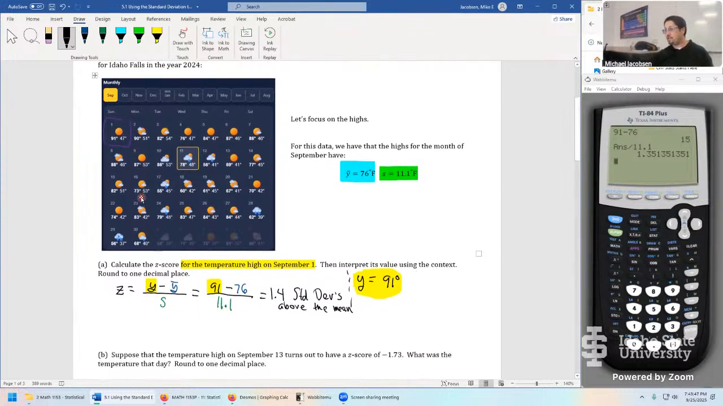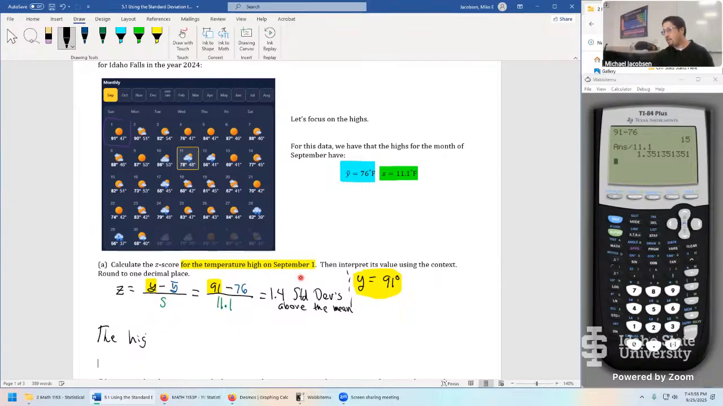So we can say here, when we go to interpret the context, the high of 91 degrees Fahrenheit on September 1st has, or let's say is, maybe was is the better word there. Choose your verb, I'll go with was 1.4 standard deviations above the mean.